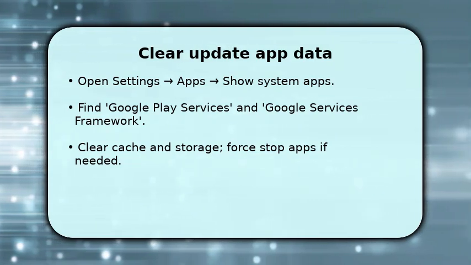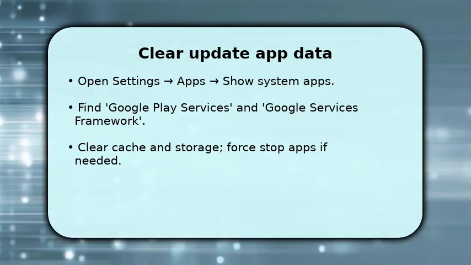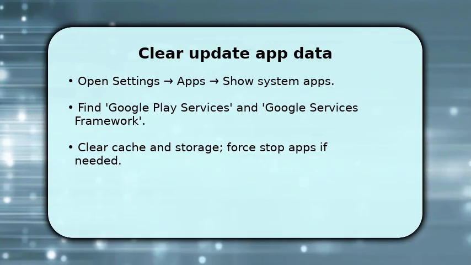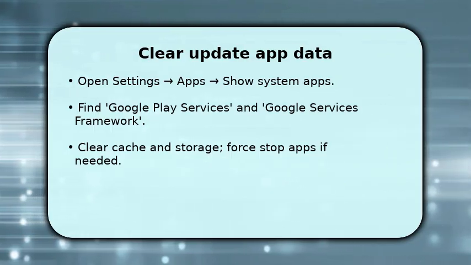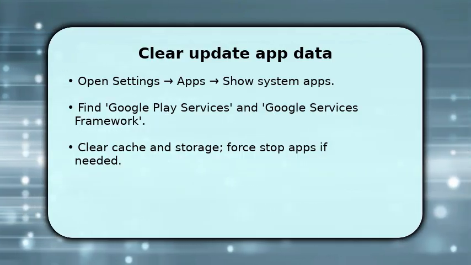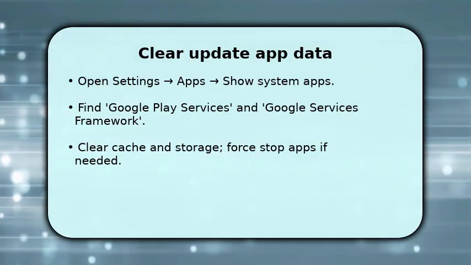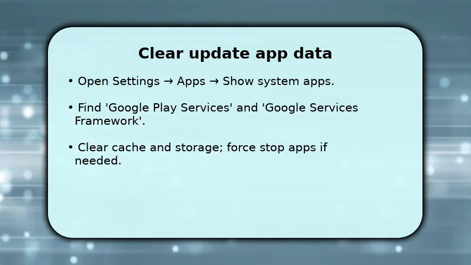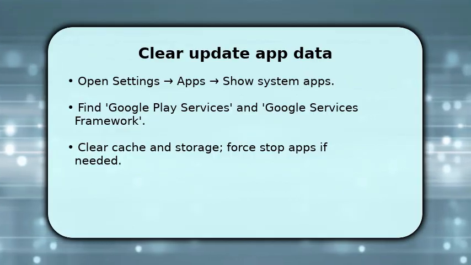First, open Settings, then Apps, and enable Show System Apps so you see core services. Next, select Google Play Services and Google Services Framework. Clear cache and storage for each, and use Force Stop when available. After that, open the System Update app or Settings > System > Software Update and clear its data too. These actions remove corrupted state and let the device download a clean update manifest.